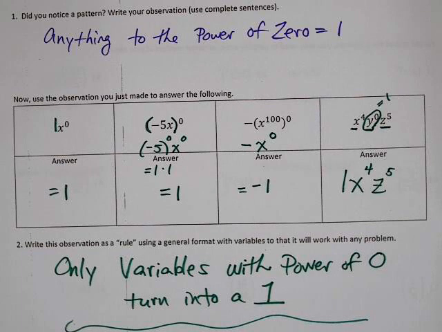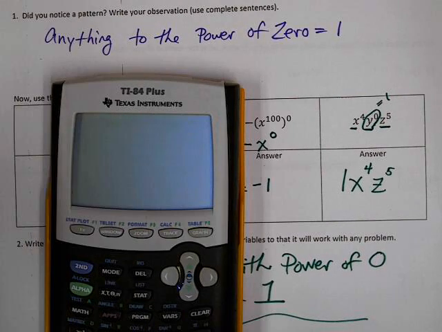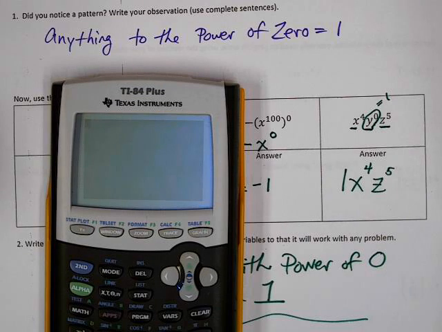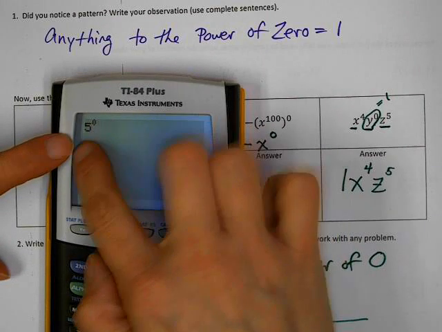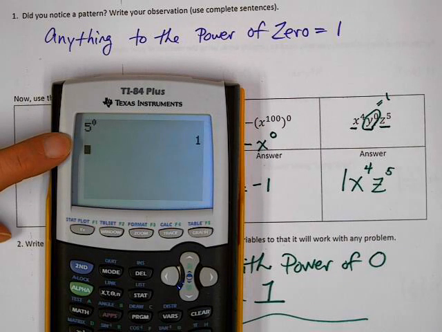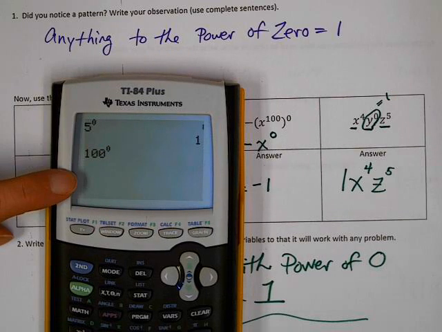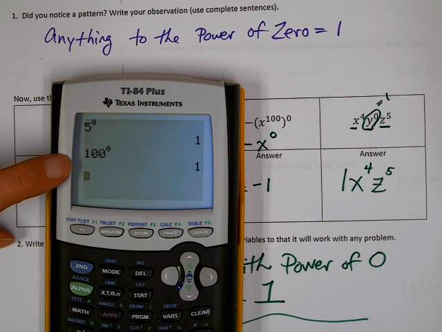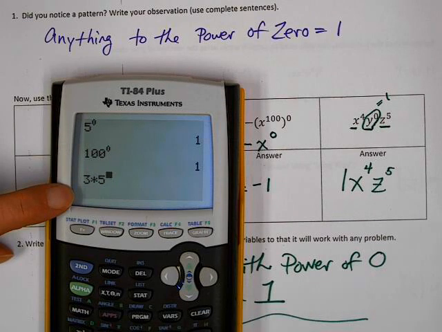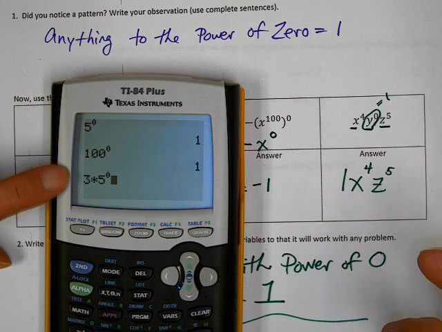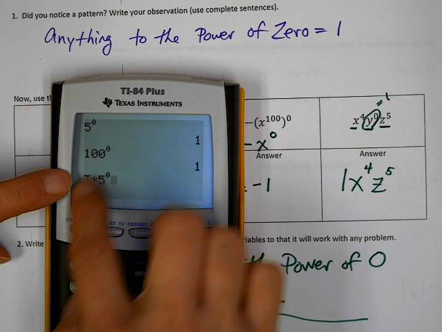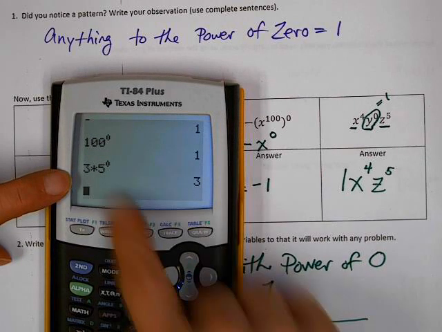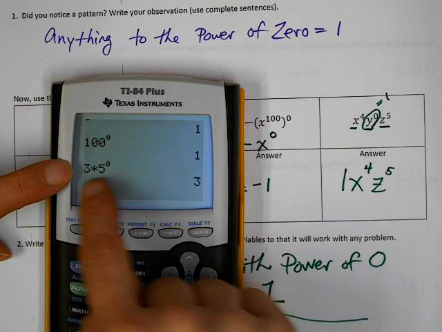Now there is a way to check this on the calculator. Okay, if you forget this rule, have no fear. Okay, we'll just take out our calculator and I'll type 5 to the power of 0. I forgot what the answer was. If you have a 0 power, you turn into a 1. If you have 100 to the 0 power, you turn into a 1. Okay, now watch this. 3 times 5 to the 0 power. Okay, what's that answer going to be? It's not 1. Okay, does 3 have a 0 power? No. Okay, 5 turned into a 1, but 3 did not.